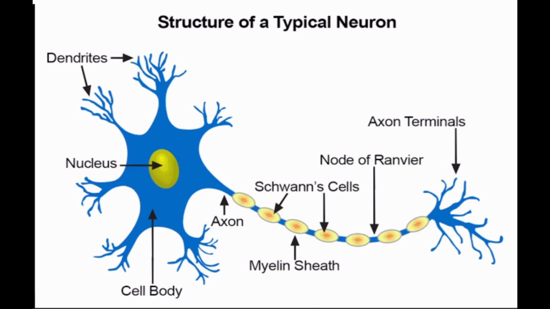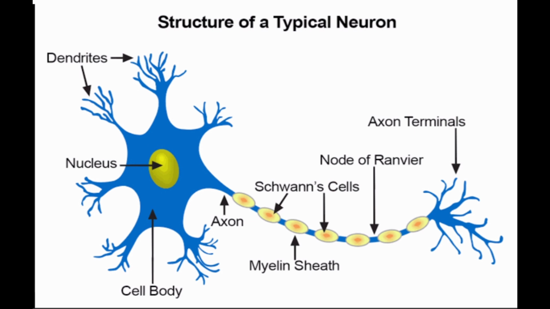Dendrites. Dendrites are short branched extensions spreading out from the cell body. They receive stimulus from the environment or from other neurons and carry it towards the cell body.